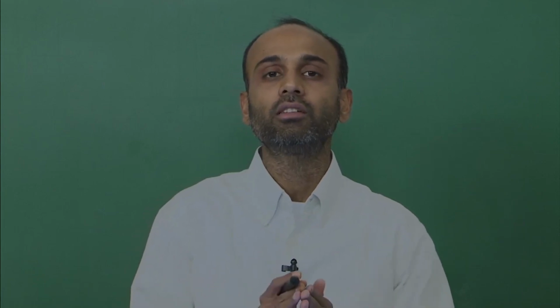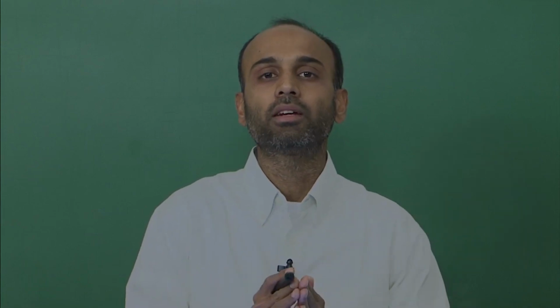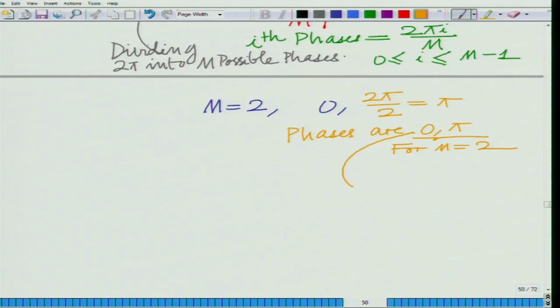So we are generalizing binary phase shift keying, which corresponds to M equal to 2 phases, to M-ary phase shift keying, which contains one of M possible phases, that is, symbols can take one of M possible phases. That is the whole idea. So this reduces to BPSK for M equal to 2.